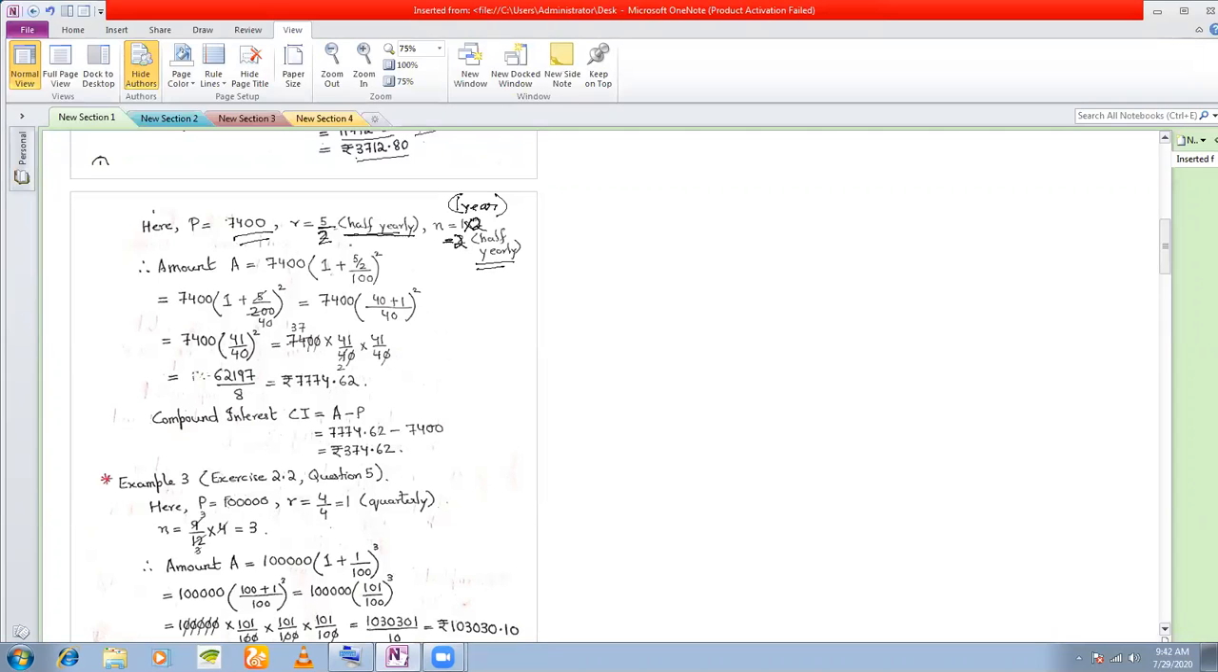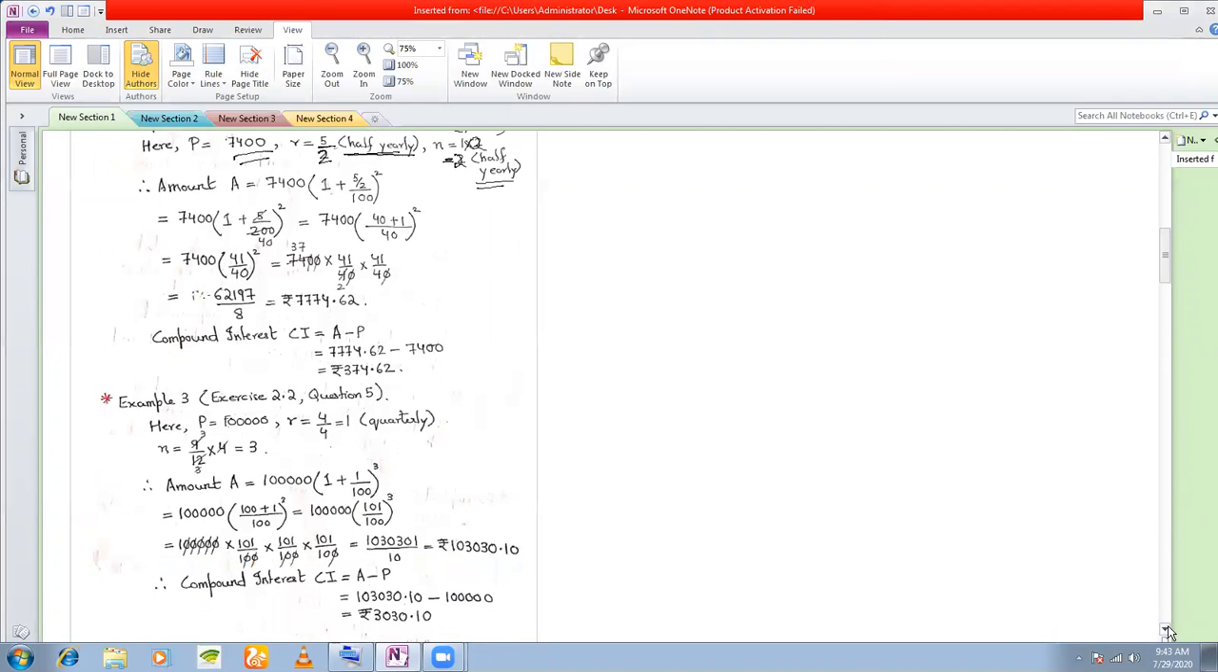So my rate becomes 2.5, or 5 by 2, and my time becomes 1 year into 2. I've put it in the compound interest formula: A is equal to P(1 plus R by 100) whole to the power of n, where principal is 7,400. Rate I have put as 2.5 or 5 by 2. It is always easier to work with fractions, by 100, and the time as I have calculated here is 2.